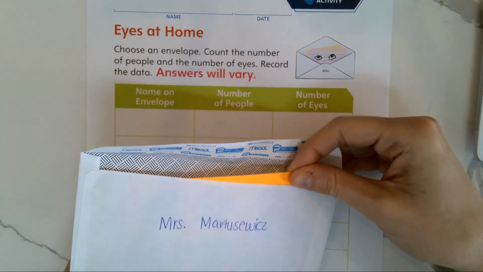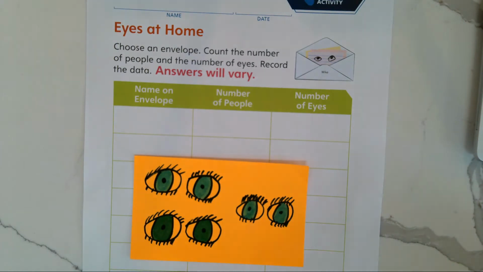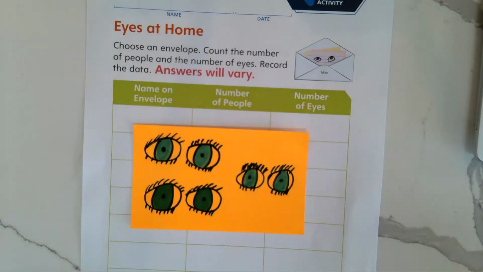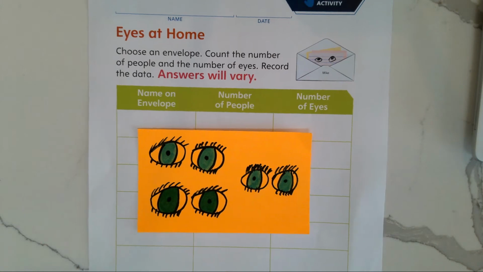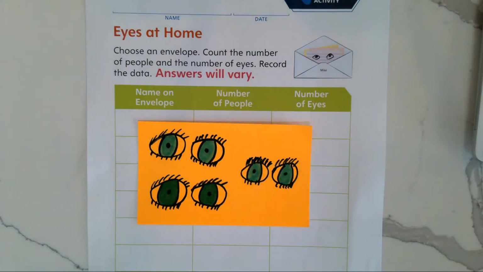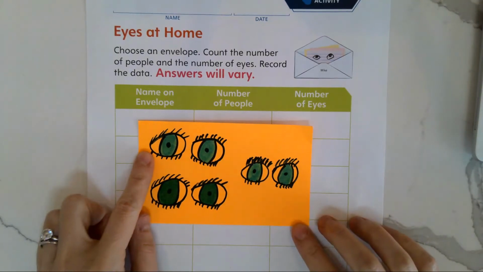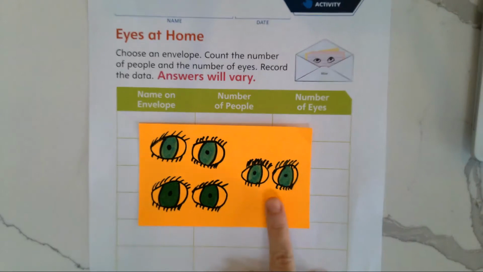And what you're going to do today is you're going to create a card that represents how many eyes you have at home in your family. So the first thing that I thought about was how many people are in my family. There's Mr. Martisevich, there's myself, and there's Annabelle. And then I drew our eyes. I drew 2 eyes for Mr. Martisevich, 2 eyes for myself, and then 2 eyes for Annabelle.